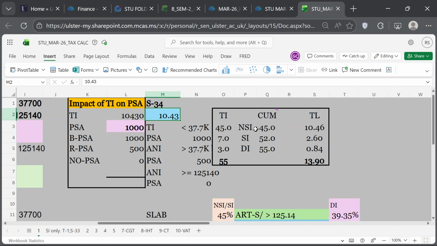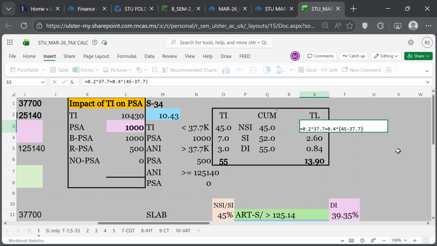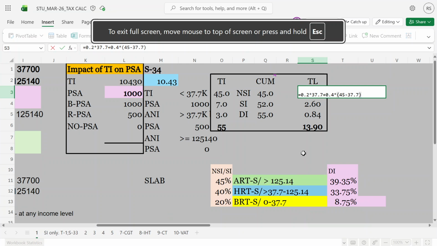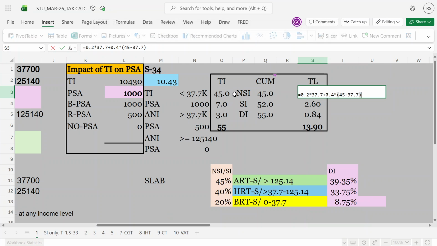Let's take the example of NSI, though you're talking about SI, the same rule applies to SI also. In this case, this guy's NSI is 45. The taxable income in the category of NSI is 45. Here's your first slab. 45 means he has already broken through into the second slab, right? He has gone over 37.7. So the tax is going to be calculated like this.